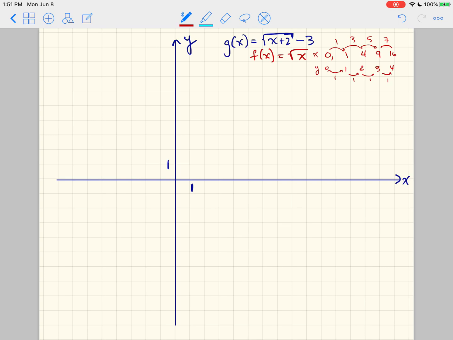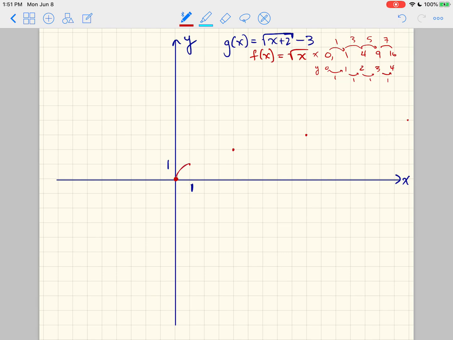So what does this graph look like? Well, it starts at 0, 0. That's my starting point. And from there, I go up 1 to the right 1. Up 1 to the right 3. Up 1 to the right 5. Up 1 to the right 7. And that's as much as can fit on this graph.